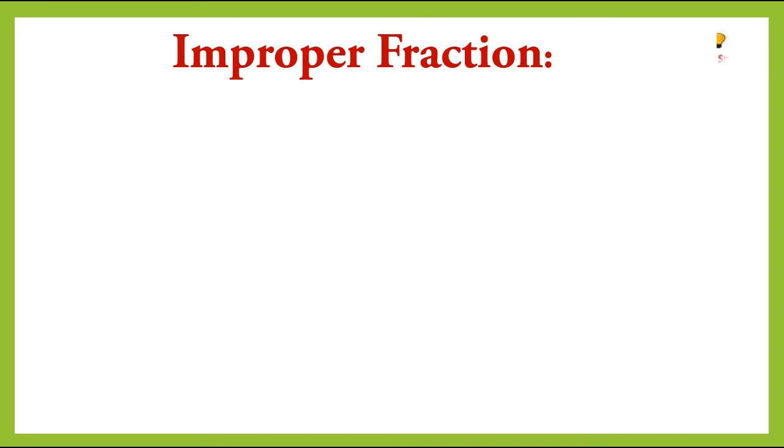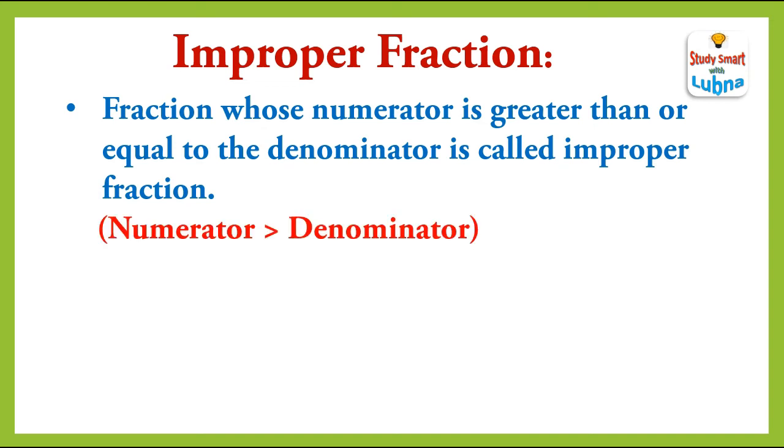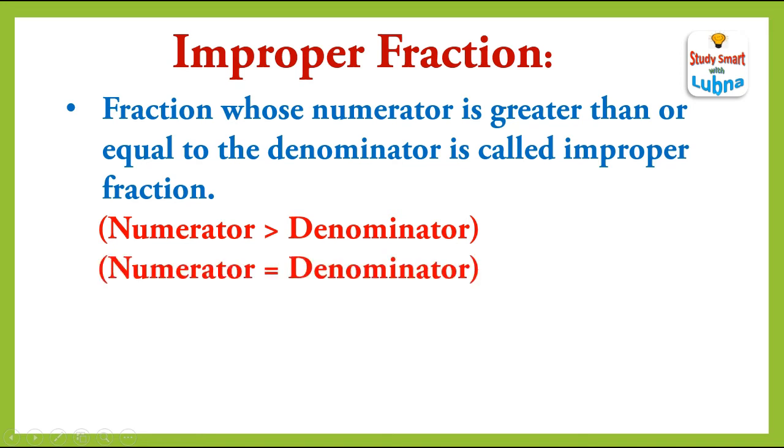Improper fraction. A fraction whose numerator is greater than or equal to the denominator is called an improper fraction. Numerator is greater than the denominator. Numerator is equal to denominator. So if the numerator is greater than the denominator or the numerator is equal to the denominator, then this type of fraction is called an improper fraction. For example, 8 upon 4.